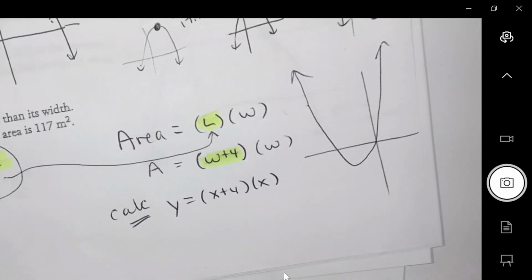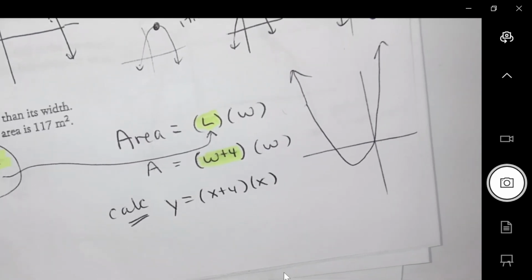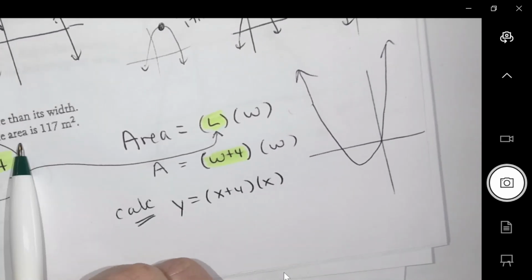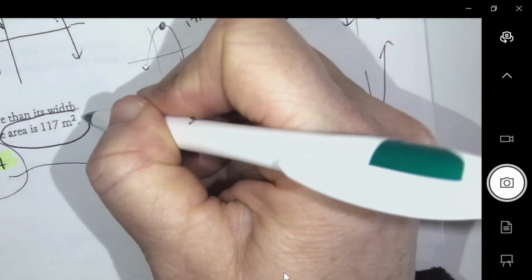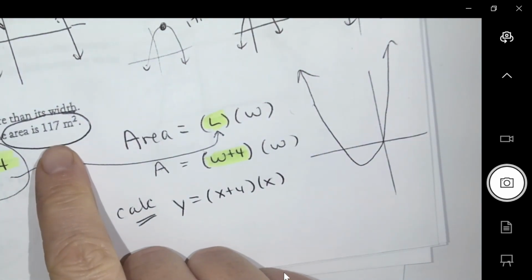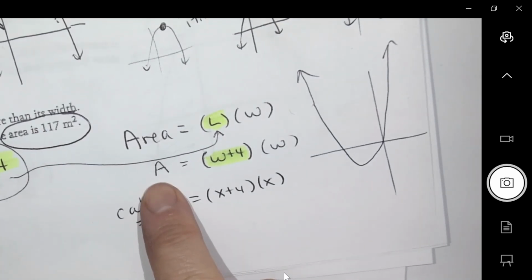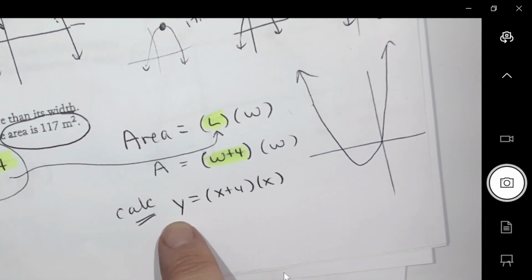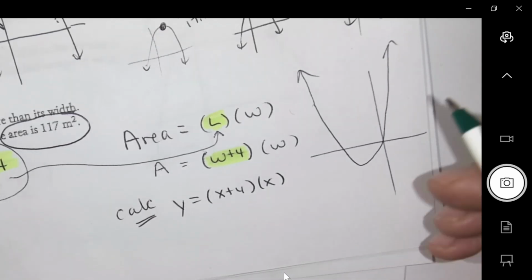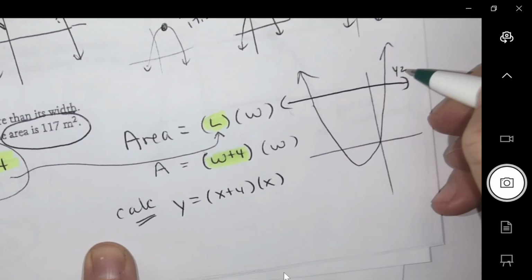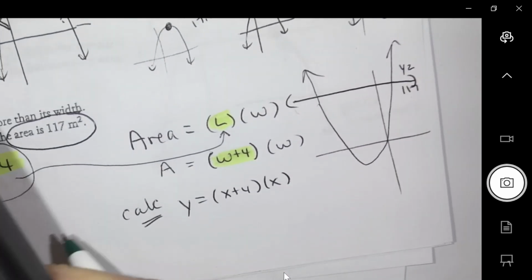Okay, I'm not sure if that's what you guys are looking at, something like that, right? Determine the dimensions if the area is going to end up being 117. So area is my y. So what do I do if I want to figure out when the y is 117? Then I do a y2 at 117.